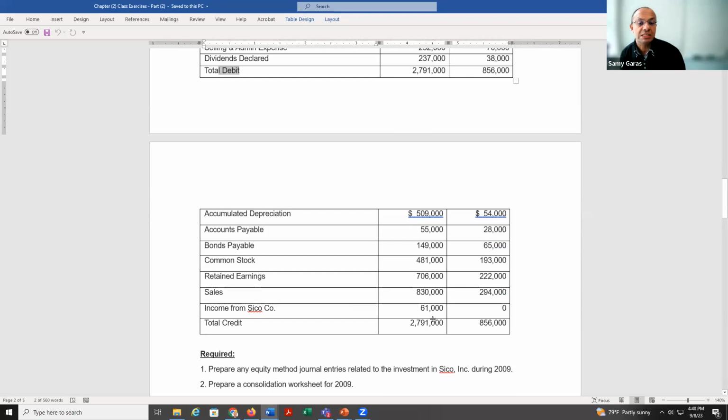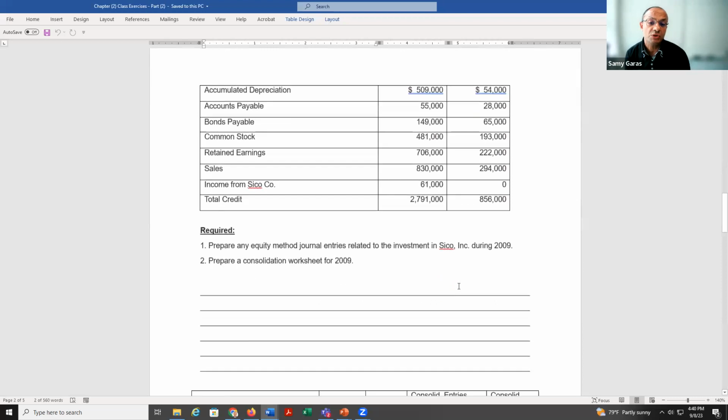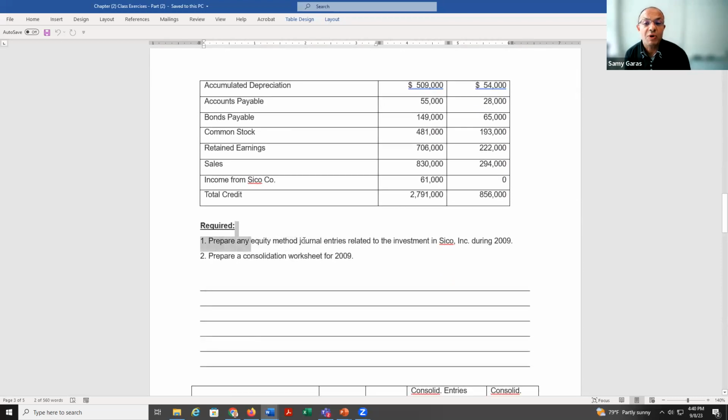The total debit is equal to the total credit, and the same thing for the subsidiary. Now, what do we need to do? We need to do the equity method.